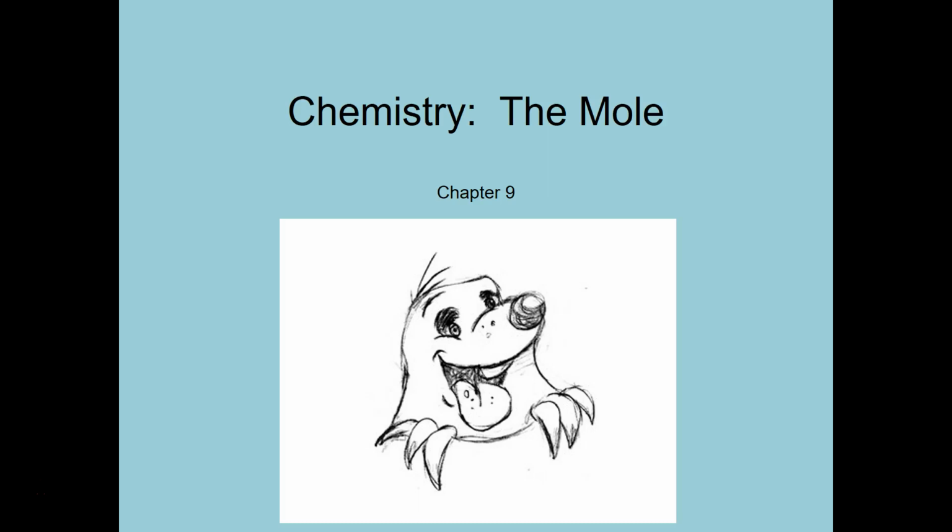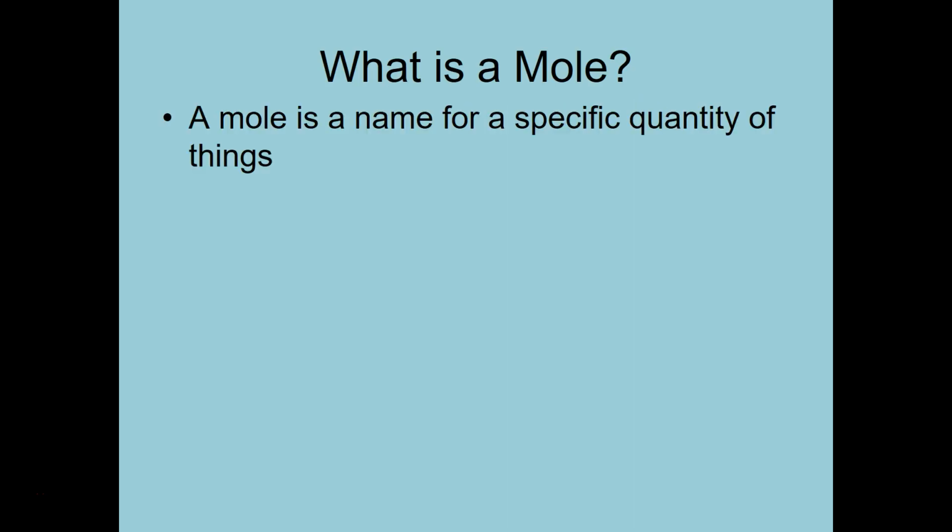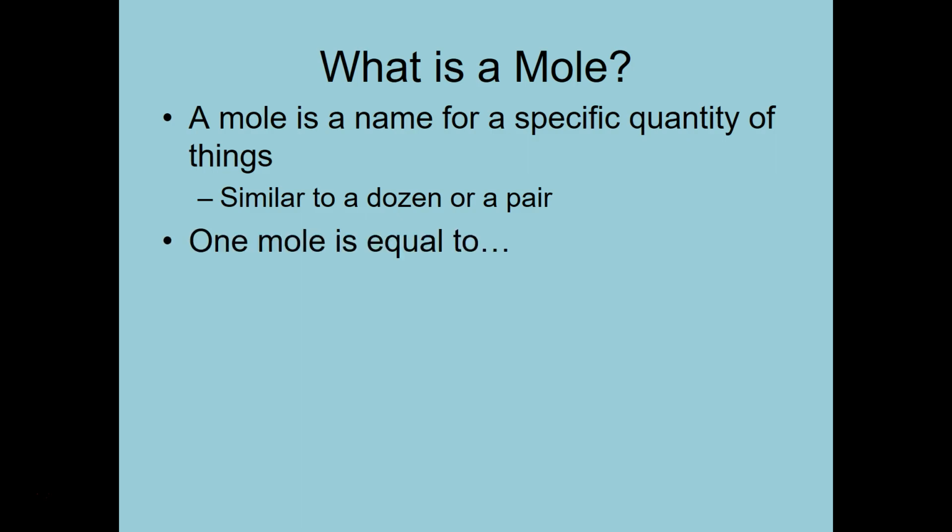Welcome back. In this unit of chemistry, we're going to be talking all about the mole. Unfortunately, I'm not talking about this cute little guy right here. I'm talking about the chemistry mole. So what is a mole? A mole is a name for a specific quantity of things. Just like a dozen is 12, a pair is 2, a mole is a specific quantity.